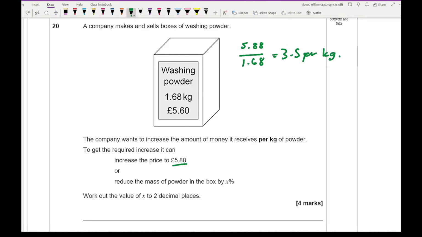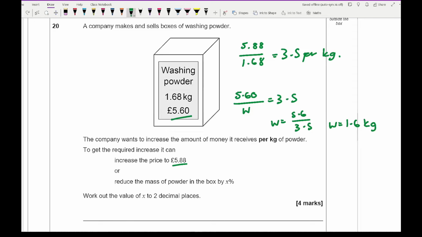Now if I'm going to keep the price, so I keep the price there, so £5.60, I've got £5.60 divided by the new weight, which I don't know, so let's just call that W, but I want that to equal 3.5. So to work out W, it's going to be 5.6 divided by 3.5, which is 1.6. So W equals 1.6, the new weight is going to be 1.6 kilograms.